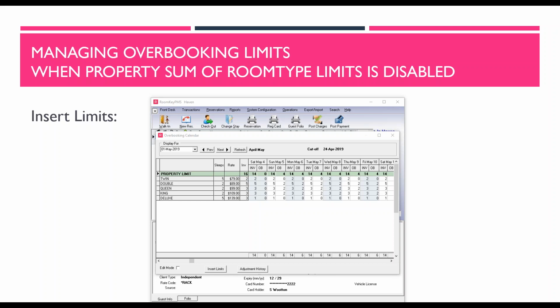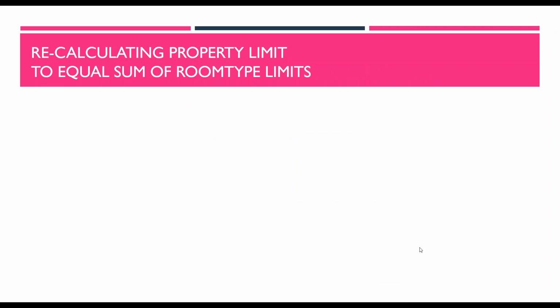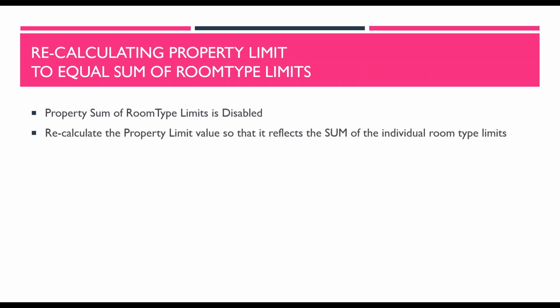So this process of recalculating the property limit to equal the sum of the room type limits can be performed on a database where the property sum of room type limits is disabled, and it allows us to recalculate the property limit so that it reflects the sum of the individual room type limits. This function, you will see, can be recalculated for a single day, or you can do it for a range of dates.